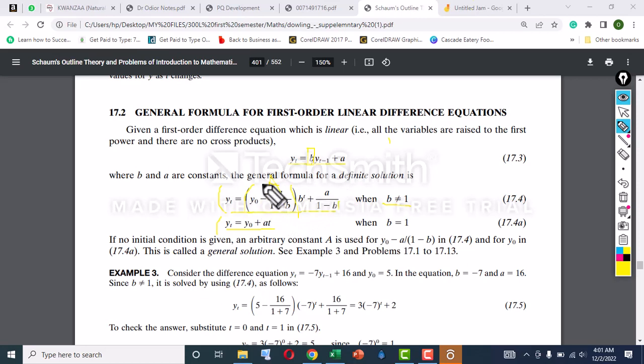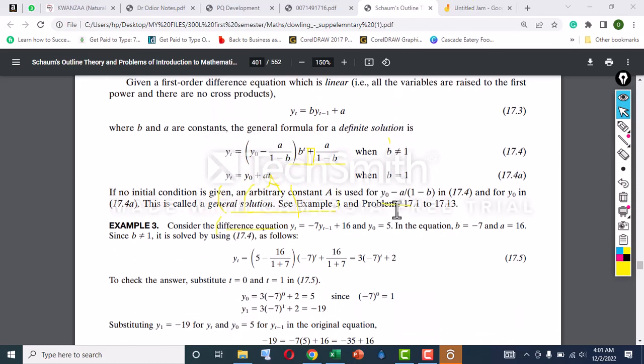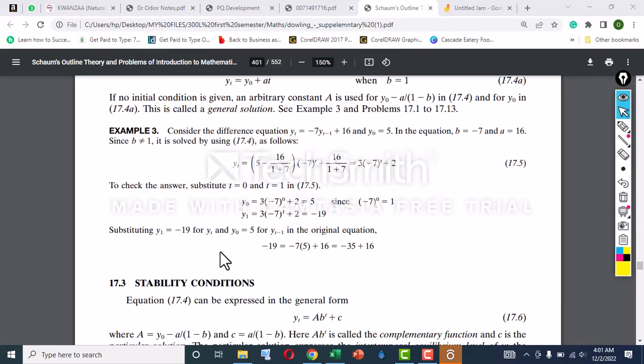Then if y0 is given, you use everything. If y0 is not given, you just change everything here to A. So that's the formula for the general solution. Let me clear everything. So let's take one example, or let's see if we can take two examples. So we have this example here.